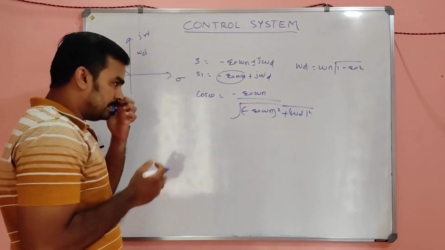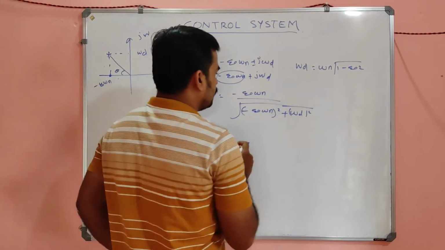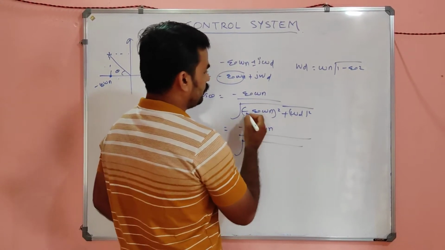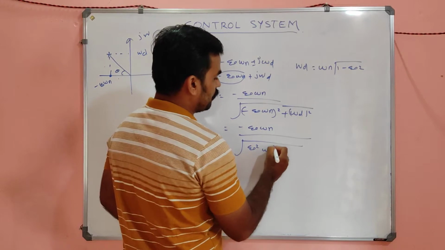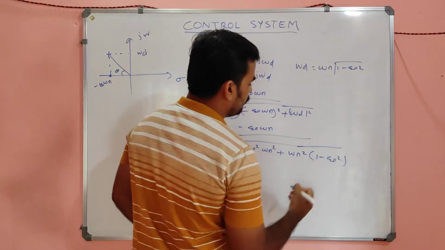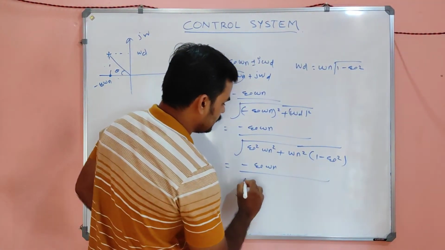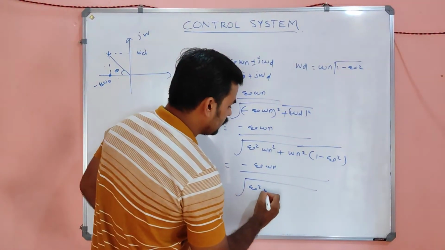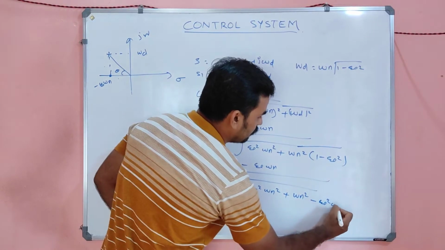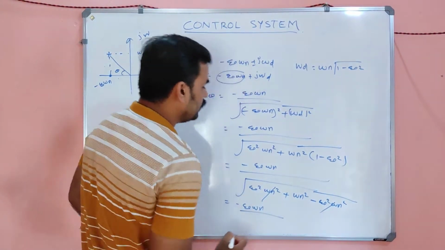If you simplify and solve this, you will get one thing, because omega d is equal to omega n root of 1 minus zeta square. So minus zeta omega n divided by root of zeta square omega n square plus omega n square minus zeta square omega n square. So this and this get cancelled.